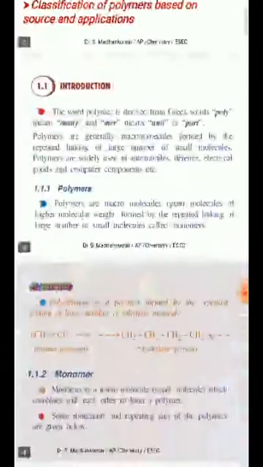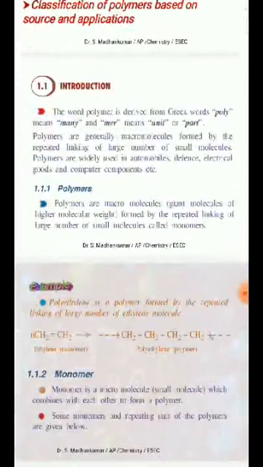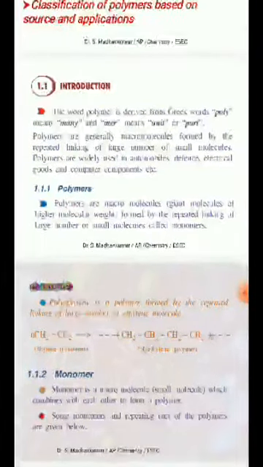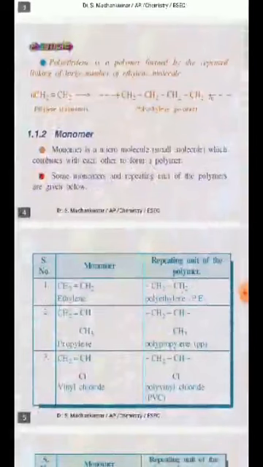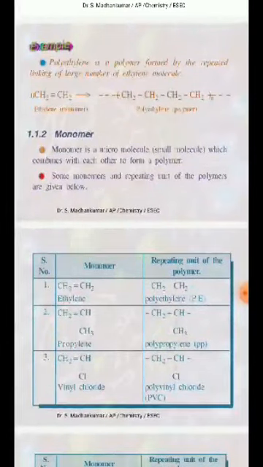Define polymers. Polymers are macromolecules, that is called giant molecules, of higher molecular weight formed by the repeated linking of large number of small molecules called monomers. Example, ethylene reacted to form polyethylene. Polyethylene is a polymer formed by the repeated linking of large number of ethylene molecules. Define monomer. Monomer is a micromolecule, that is called small molecule, which combines with each other to form a polymer.